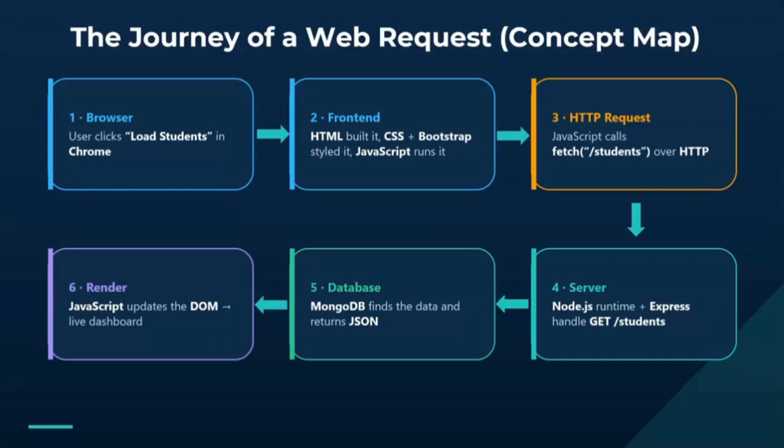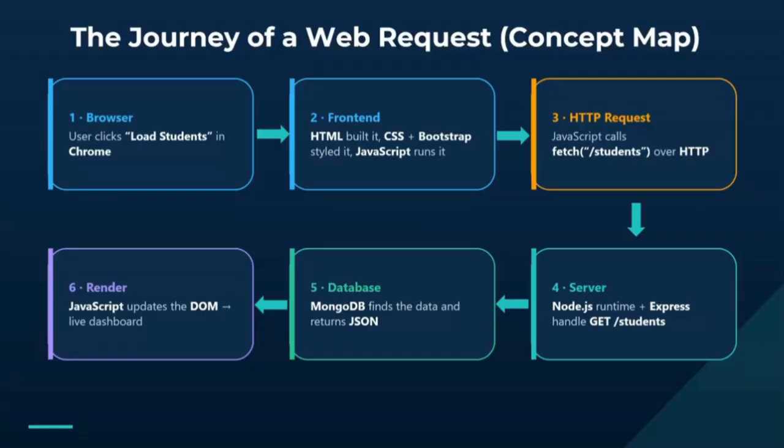Once MongoDB returns the requested data, Express converts it into JSON. JSON stands for JavaScript Object Notation. Finally, the JSON response reaches the browser. JavaScript reads the data and updates the Document Object Model, that is the DOM.